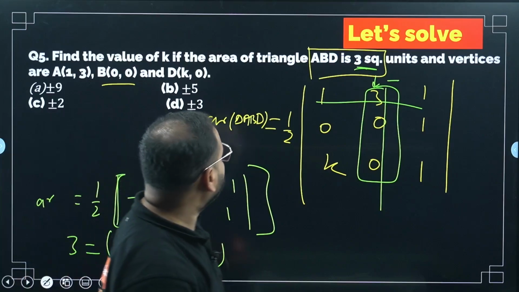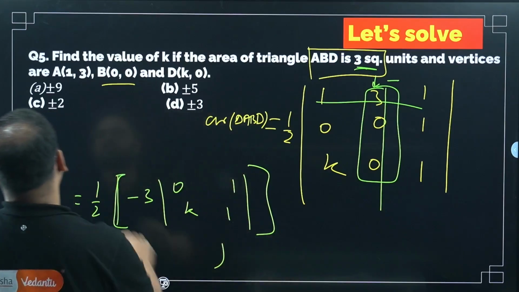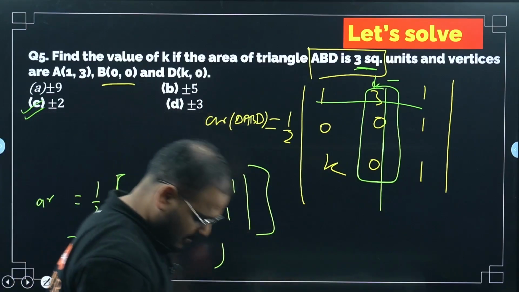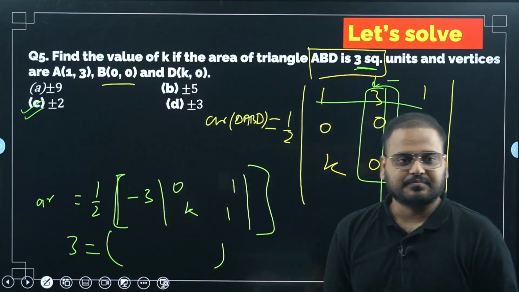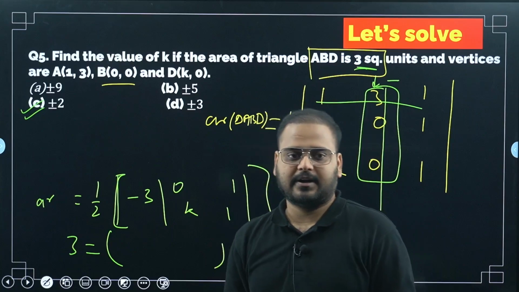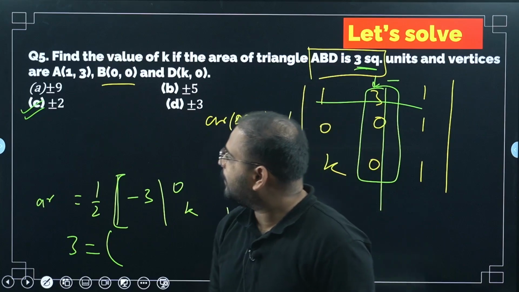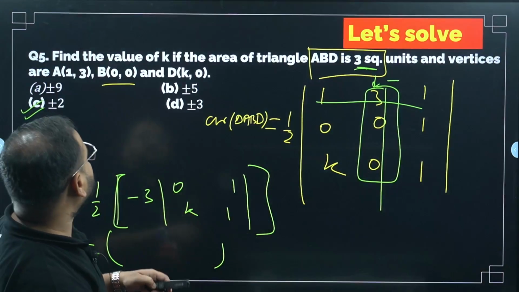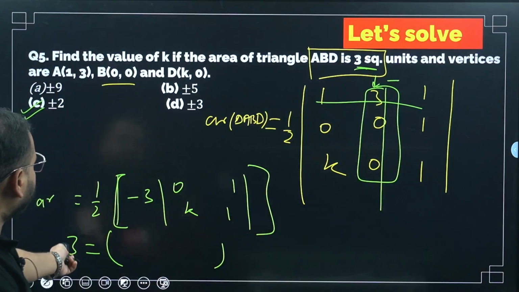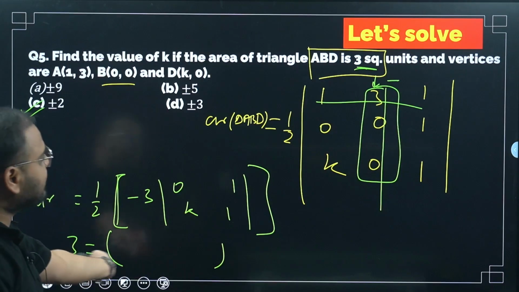Please comment below for the answer. I think the answer should come as C. Please cross check. Answer should be plus minus 2. So solve this. In the previous question I solved the same kind. So please try and solve this question from your side. I have given you the final result. From here just simplify this and get the answer.